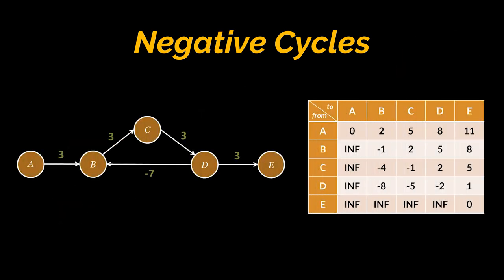You see, a negative cycle from any node will cause the cost from that node to itself to be negative. The Floyd-Warshall algorithm makes it very easy for us to see this. We can read the cost of all nodes to themselves directly from the matrix diagonal. Here is the matrix from the example we just saw. As you can see, the diagonal contains negative values.